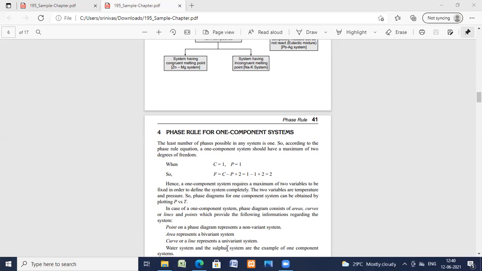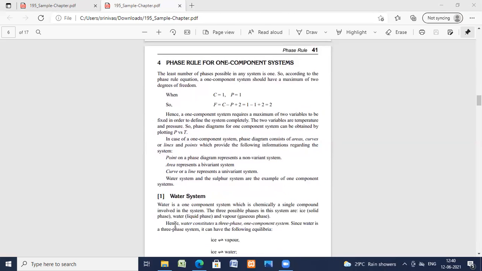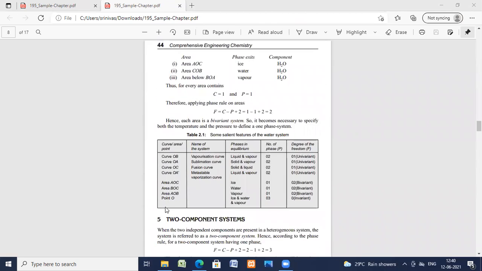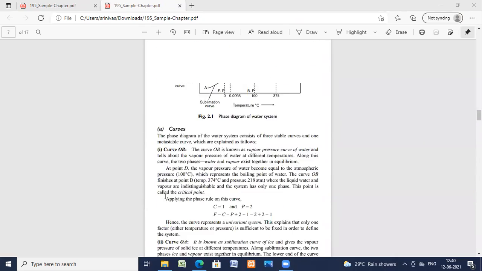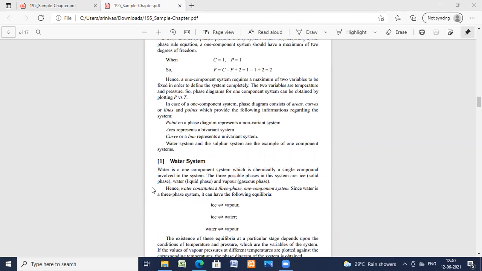The water system and the sulfur system are examples of one component systems, because H2O is the formula for the water system and S is the formula for the sulfur system. Now we'll see generally the examples for all the systems. In the water system, we'll see how it changes, what the curves are, and how it takes place. I'm going to give a brief discussion, and in later classes I'll explain all the systems in detail.